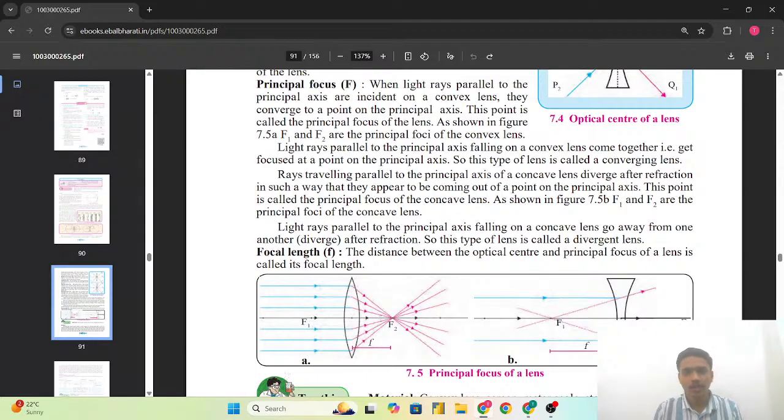F1 and F2 are the foci of that, and that type of lens is called a converging lens. Similarly, here the light rays diverge, and when we trace them back, they meet at one point. That point is called the principal focus of that concave lens, which is also called the diverging lens. F1 and F2 are the foci of the concave lens, that is the diverging lens.